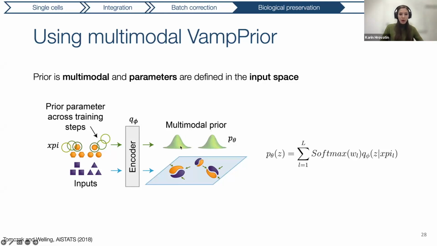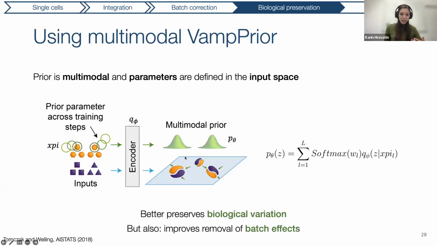However, what separates it from a Gaussian mixture is that the prior parameters are actually learned in the input space. So you have prior parameters here, you pass them through the encoder, and you get their posterior representation. And this posterior representation of the prior parameters is actually used as the parameters of the prior. In that way, the prior is directly coupled to the posterior. And what we observe here is, of course, it improves biological variation because we have multimodal priors, so the latent space is more flexible. However, one very unexpected finding we had is that it also improves removal of batch effects.